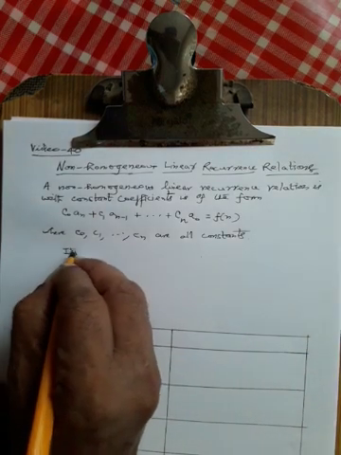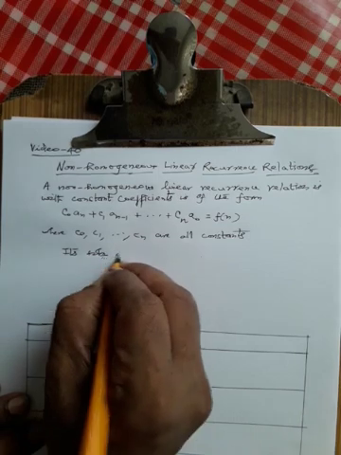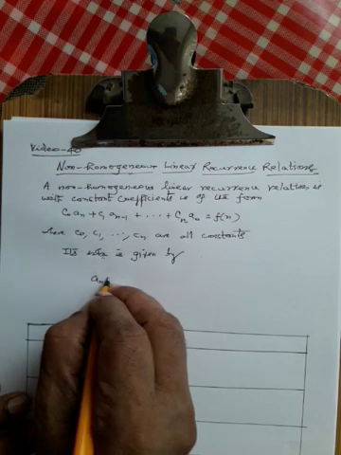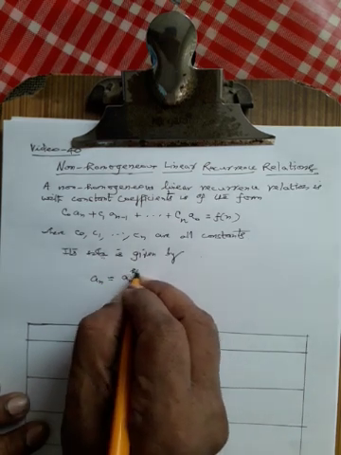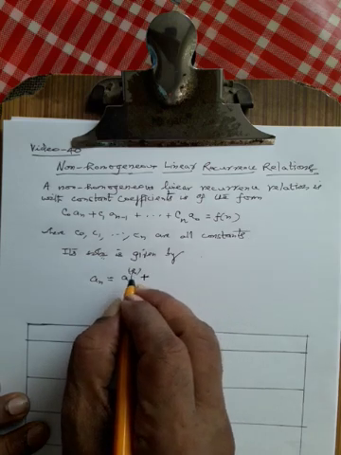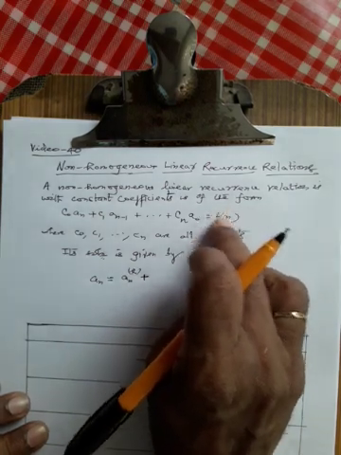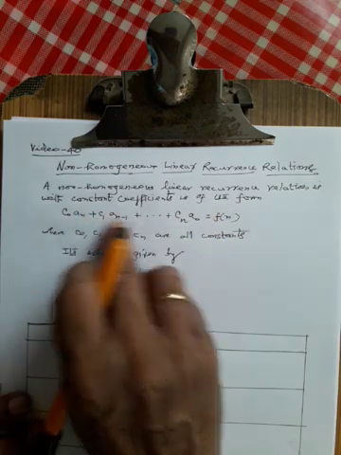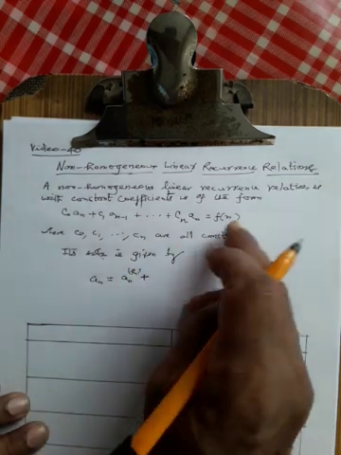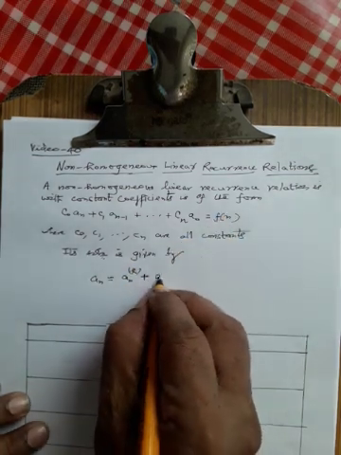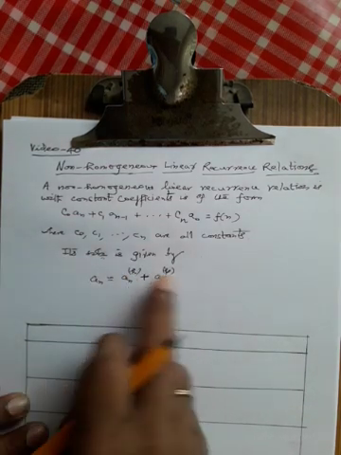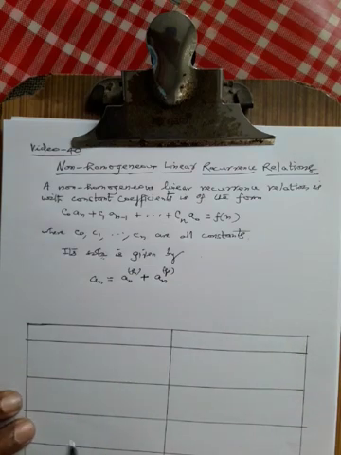Its solution is given by a_n equals a_n^(h) plus a_n^(p). That is the solution obtained from the homogeneous part. Homogeneous part means taking the right-hand side as 0; if we solve for a_n, that is the solution of the homogeneous part. Then after considering f of n on the right side, we get the particular solution. So H for homogeneous, P for particular solution.